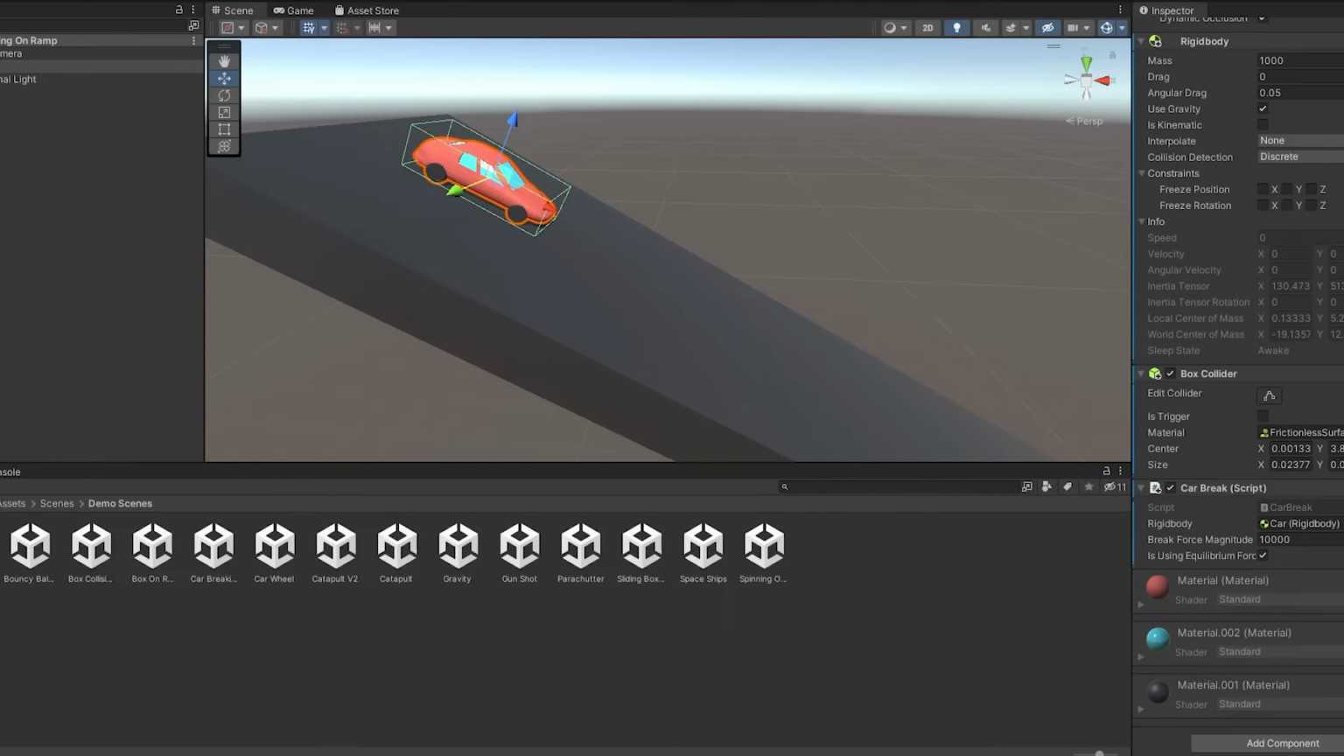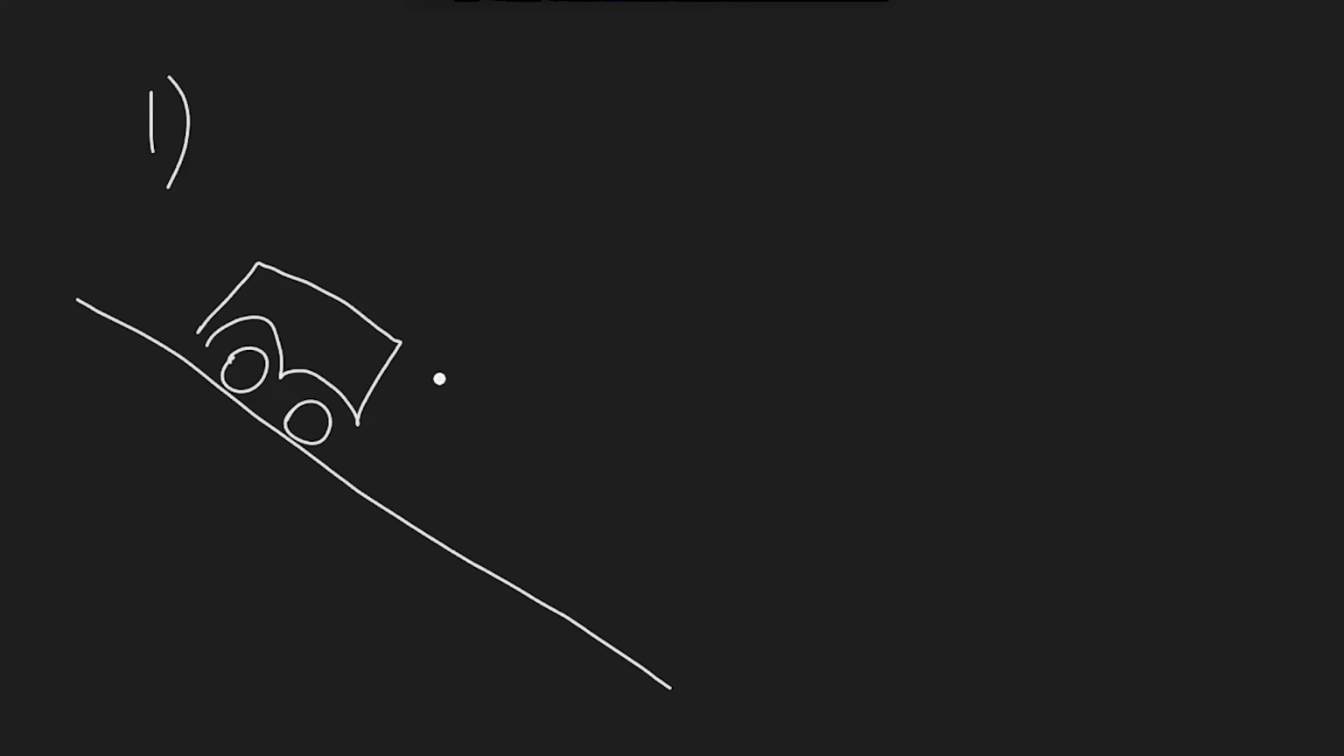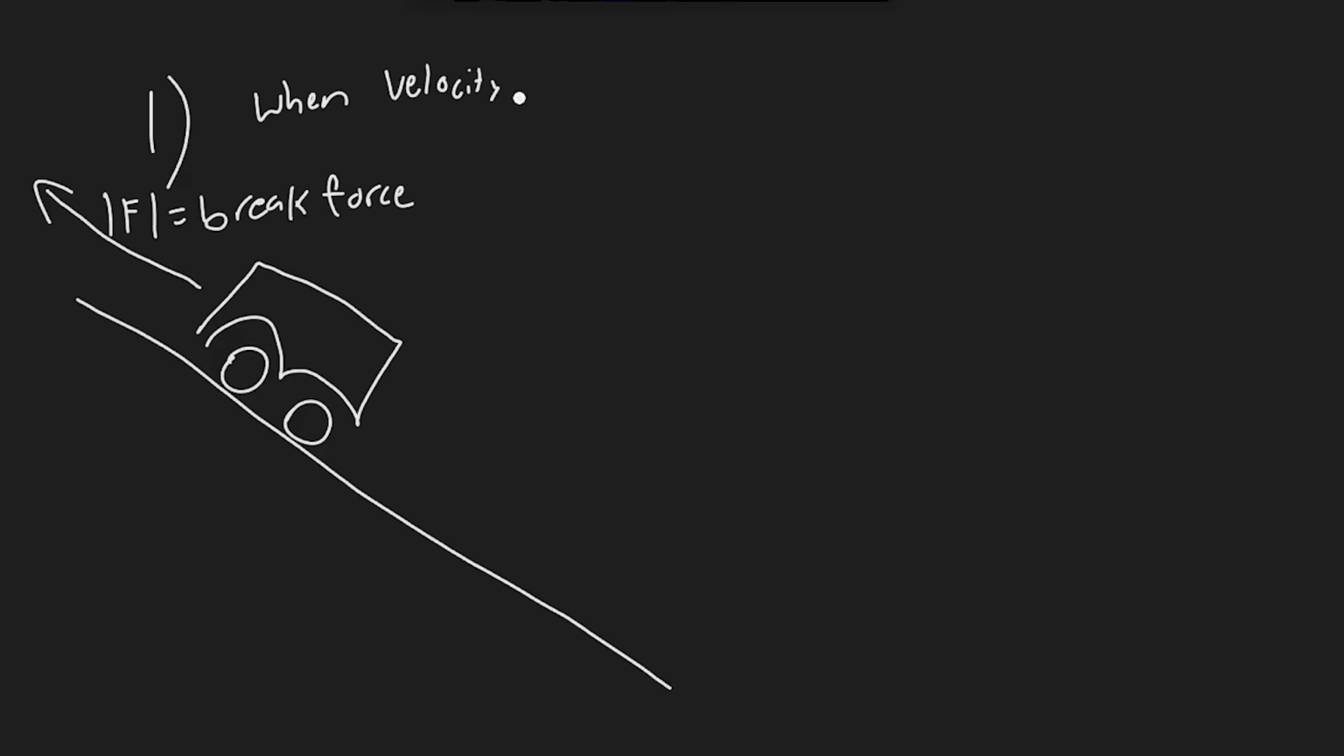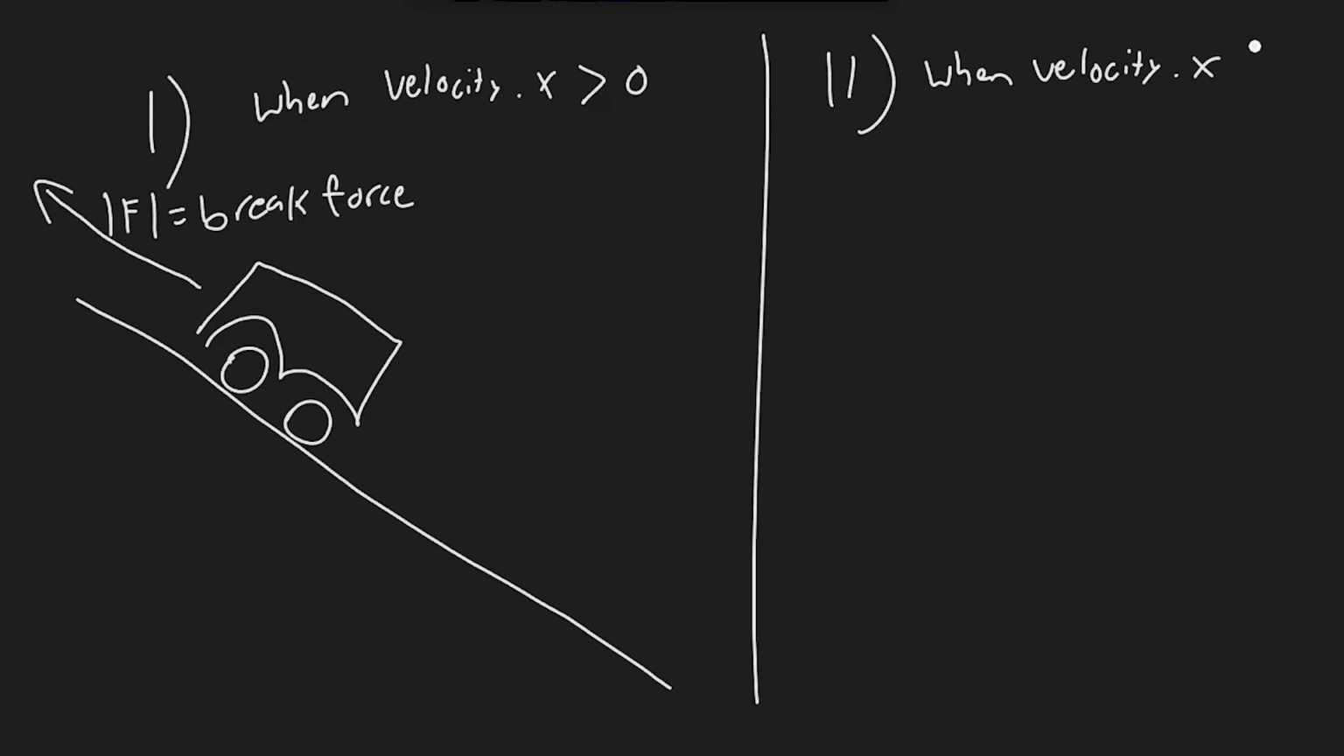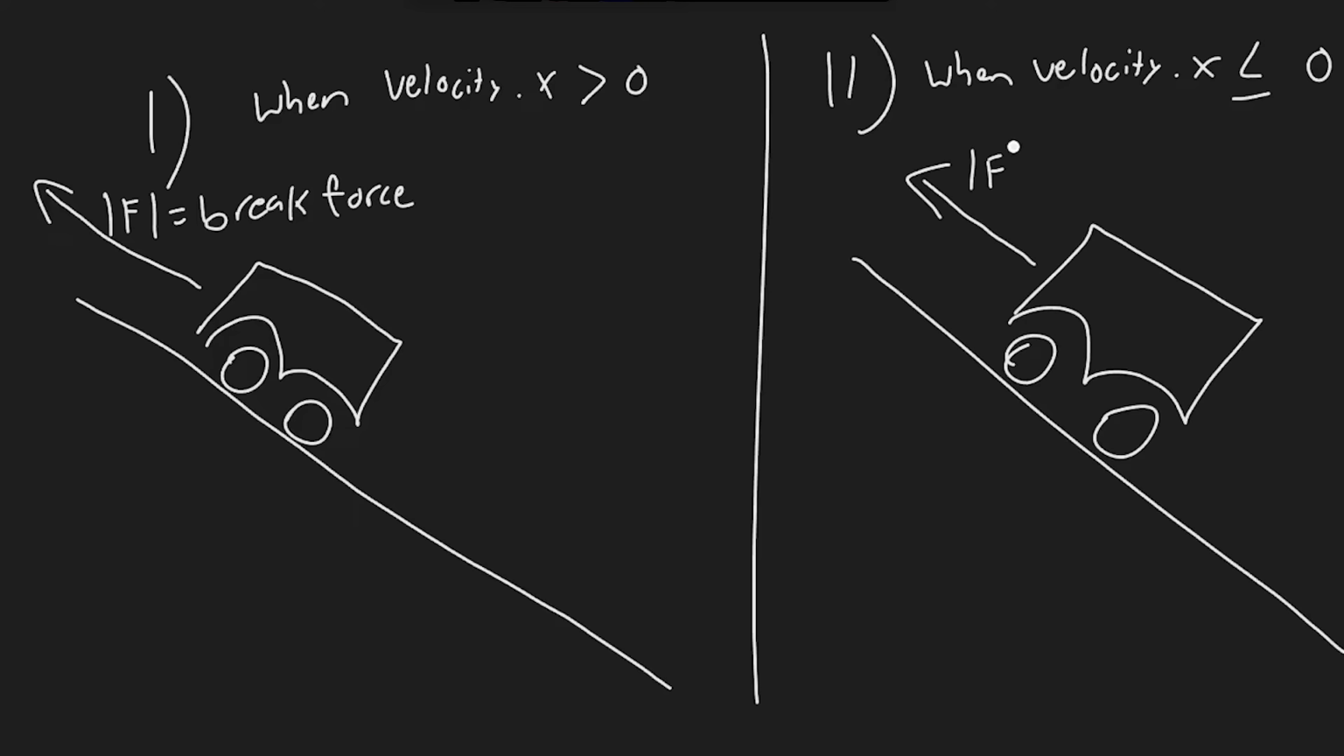This takes us to our next demo, a car braking down a ramp. Now, there are two ways of approaching this problem. There's the physics way and the cheeky game developer way. For the physics way, which I'm going to start with, we apply a force with a magnitude of the braking force in the direction of the back of the car until the car reaches a speed of zero. Then we want to set the applied force equal to the force gravity is doing to the car.